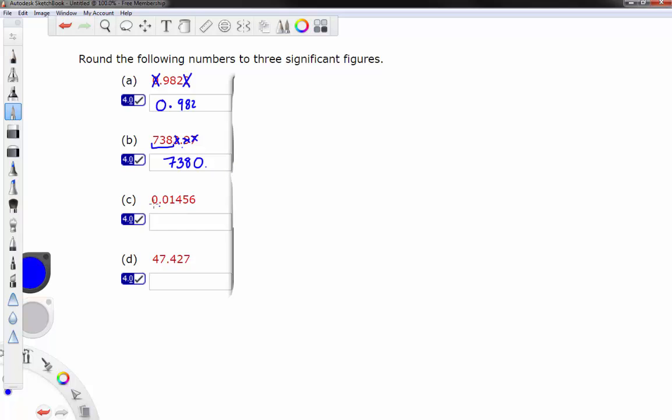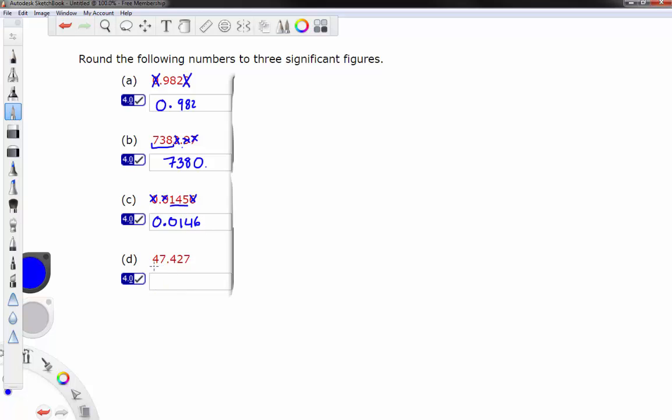This one right here, neither of these zeros have anything to the left of them, so they are not significant. Then you have these 3 numbers and a 6. So 6 would round up. Again, I still have to locate the decimal, so I'd put 0.0. 145 and 6 rounds up, so this becomes 0.0146.